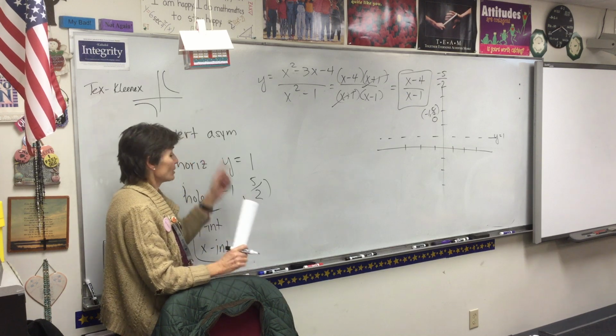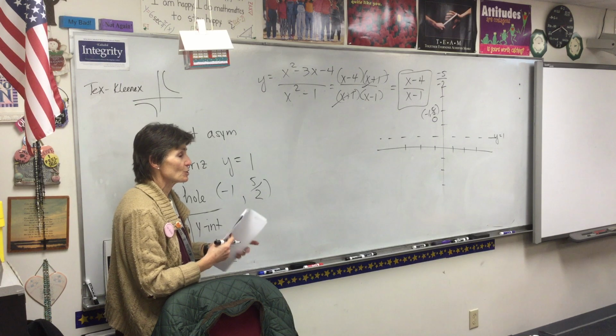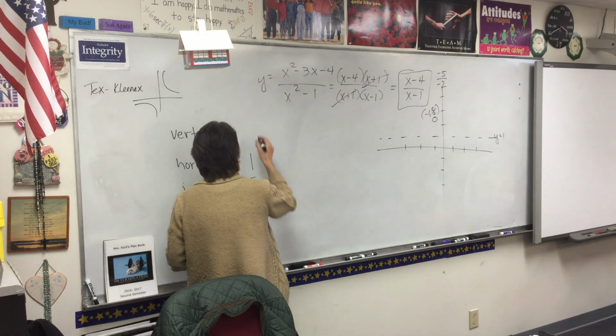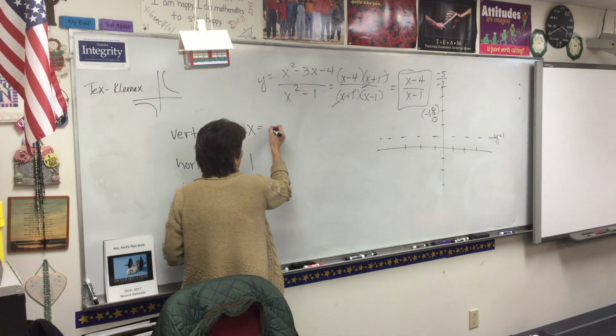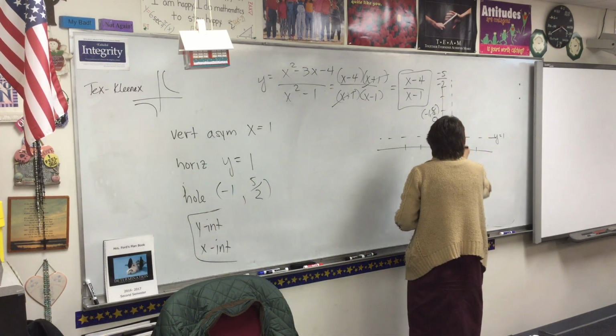Now, do I have any vertical asymptotes? Remember, you're looking in the box now. We're not going back to the original problem. Look at the box. Do I have any verticals? X equals 1. There's my vertical asymptote right there.